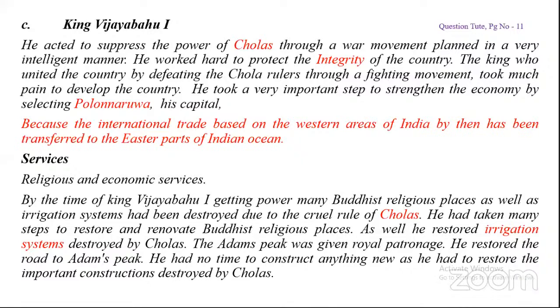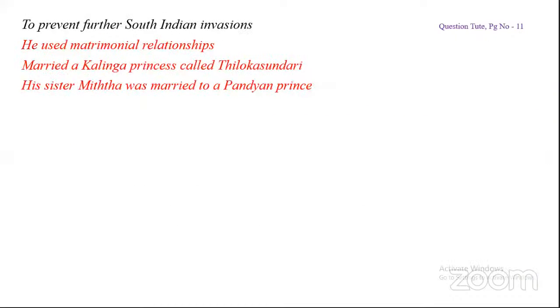He married a Kalinga princess known as Tiloka Sundari to prevent invasions from the Kalinga kingdom, and his sister Mitta was married to a Pandyan prince. Then the Pandyan kingdom and the Kalinga kingdom became friendly with Sri Lanka and they stopped invasions. So his foreign policy was really important to protect Sri Lanka from further South Indian invasions. This is the last one.